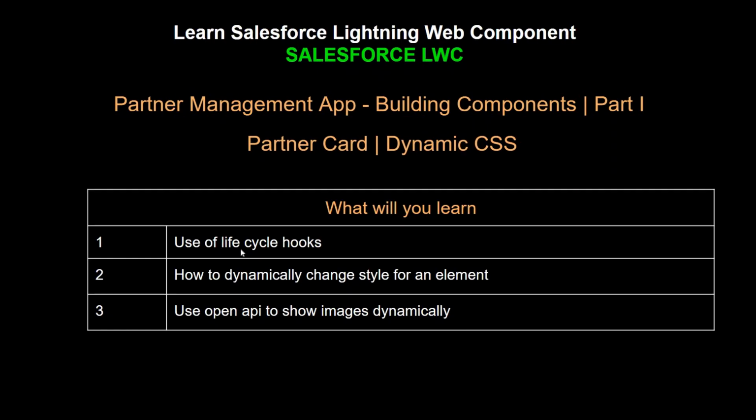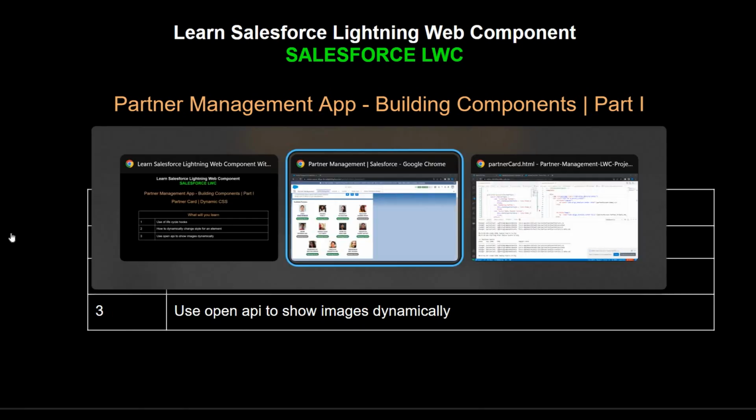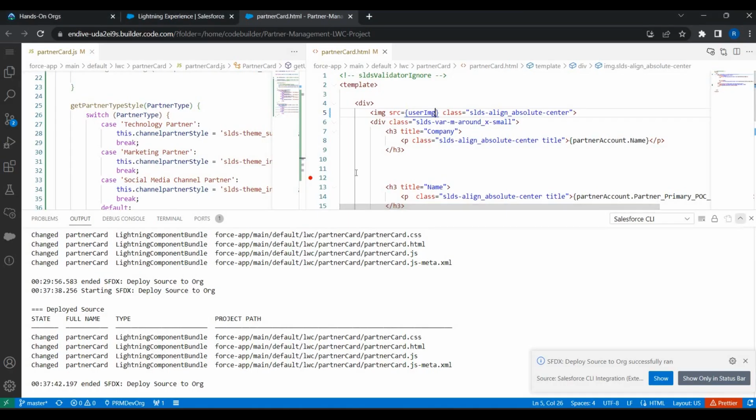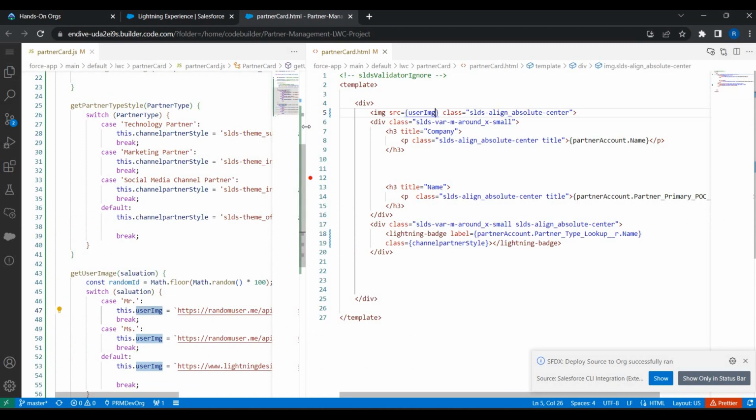We used, of course, one of the lifecycle hooks, connected callback, to make a call to a couple of functions. The first function will dynamically change the style for an element, right? So that is possible. The second one will just make a call to the open API and then bring images dynamically, correct? So that's it. Let's do a quick sanity check.